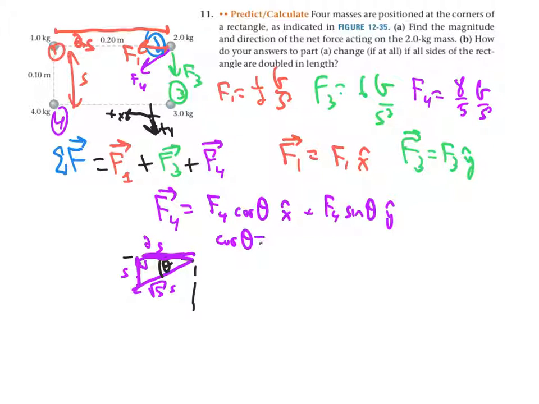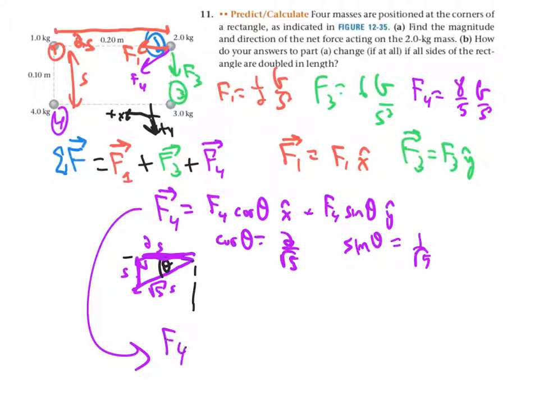So the cosine of that angle, which is the adjacent over the hypotenuse, would be 2 over root 5. And the sine of that angle would be the opposite over the hypotenuse, or 1 over root 5. So that allows me to say that F4 as a vector is 2 over root 5 times F4 in the x direction, plus 1 over root 5 times F4 in the y direction.